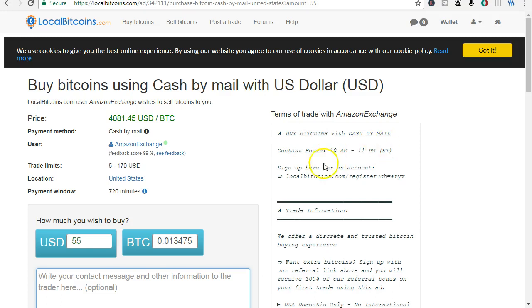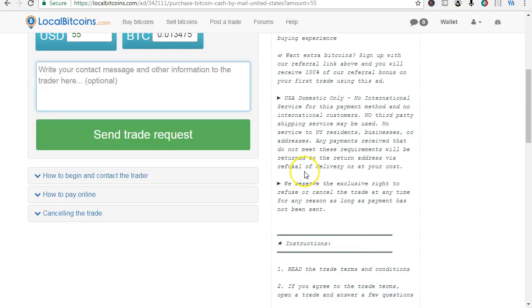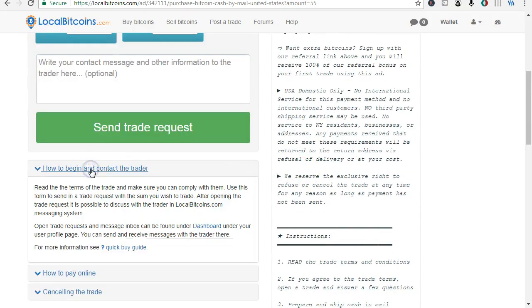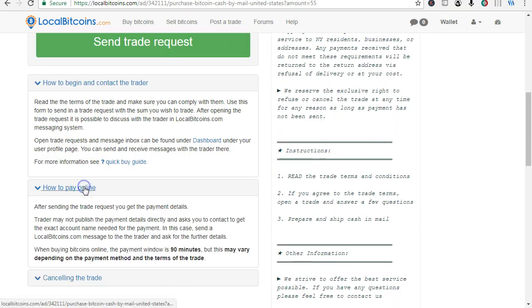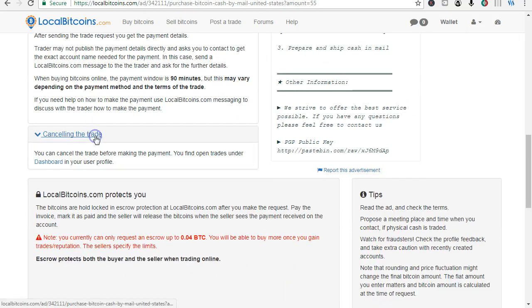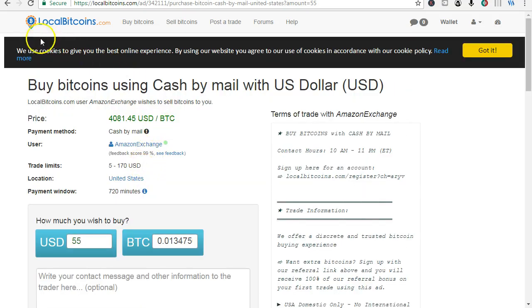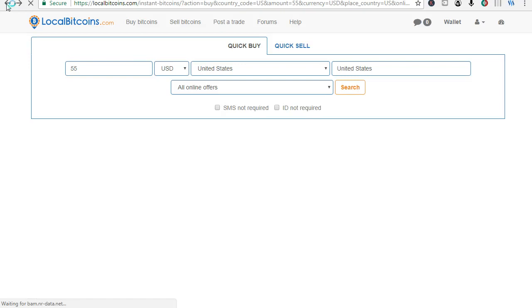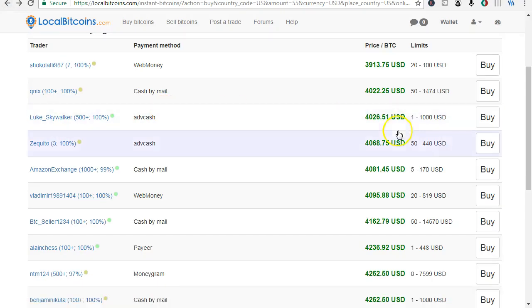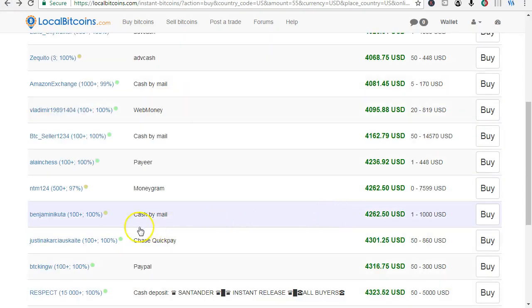Exchange, cash by mail, anything you want, how to begin and buy Bitcoin, how to pay online, cancelling the trade. All the other information is here for you. So that's one simple way to buy. Let's have a look at another one.